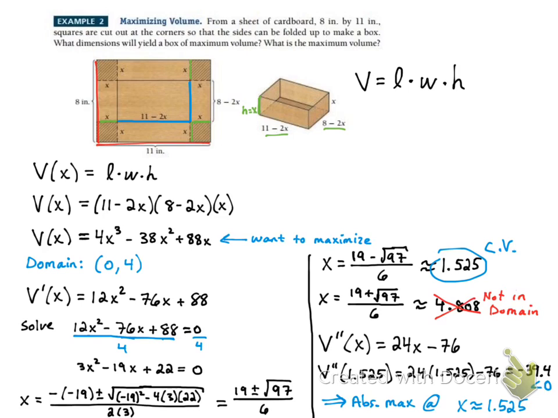We know it's an absolute max and not just a relative max by the maximum principle number 2 from the last section. So we only have one critical value over the domain, and we found that that critical value was a maximum, so now we know it's an absolute maximum.